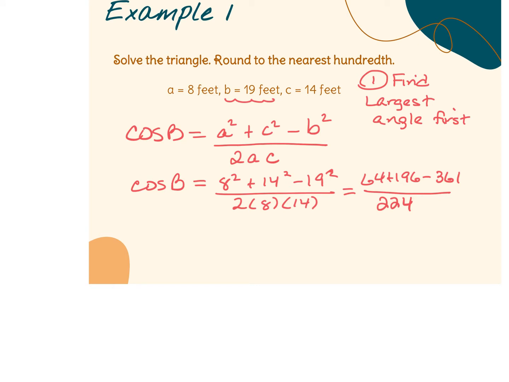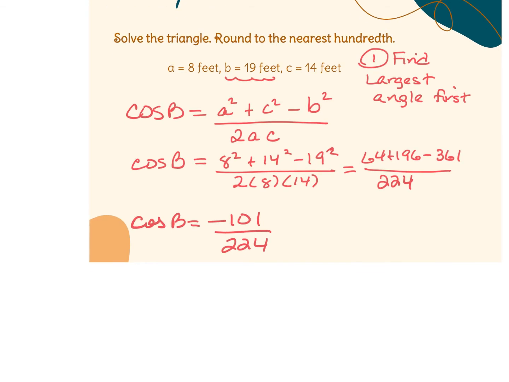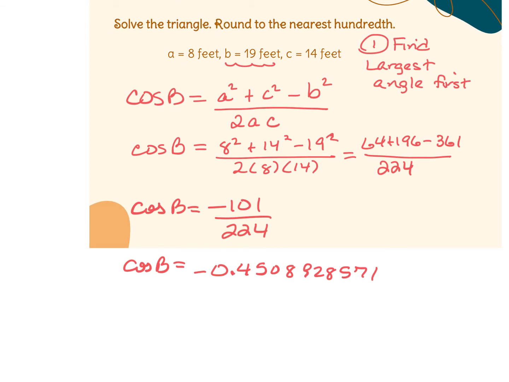64 plus 196 minus 361 gives me negative 101. I now have to divide this. So negative 101 divided by 224, and this gives me negative 0.45089285571, and that's what cosine B equals. But remember, when we're looking for an angle measure, this is where we do the cosine -1, the inverse. So I'm going to be on my calculator, cosine -1, and put in this decimal.